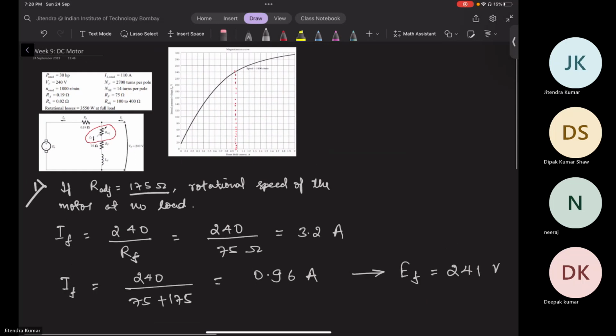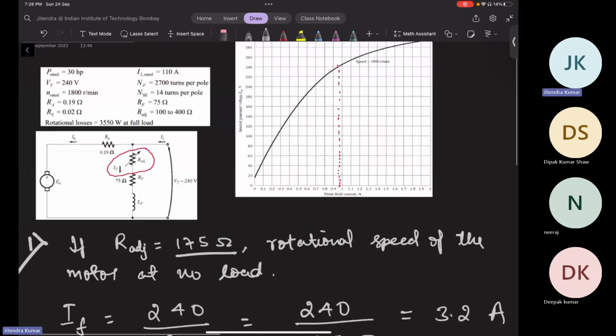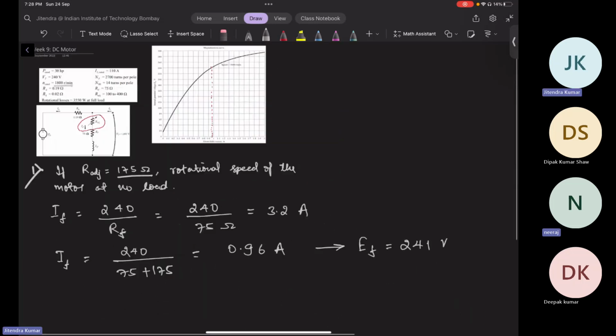how much? This speed is given, that is 1800 RPM. Right? This speed is 1800 RPM. So what will be the rotational speed?